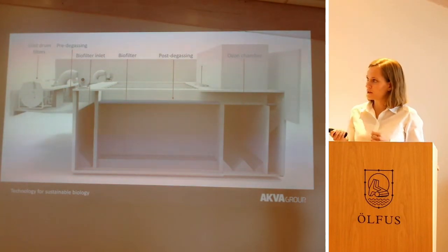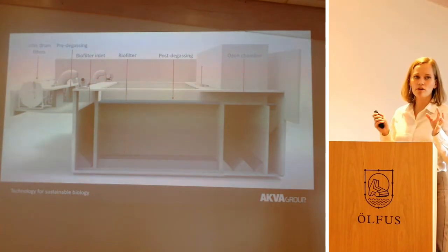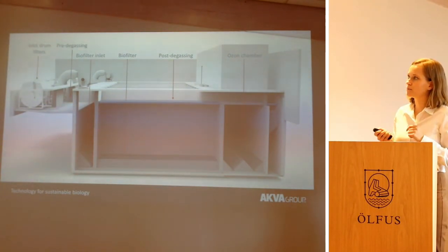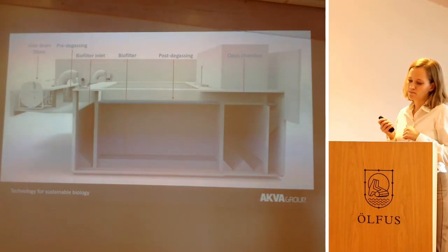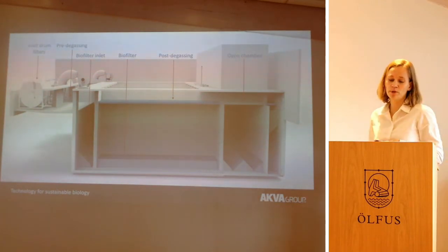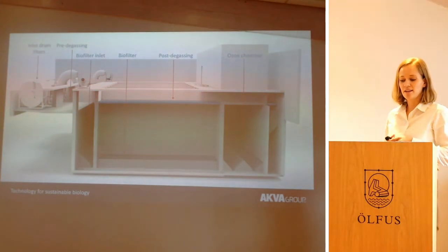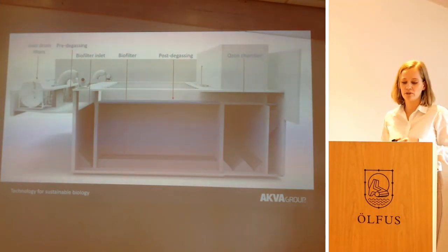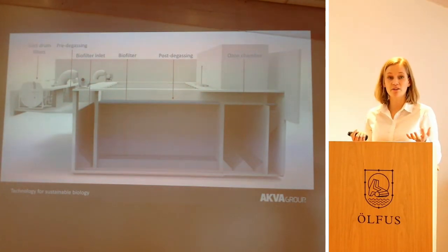Here you see the system in a simple section view. All the components are not on this deck. It's just to give you an idea. We still have the mechanical filters. Then we added a pre-degassing before the biofilters to help remove the CO2, but also for better saturation of the lime to adjust the pH level in the water before it goes into the biofilter. This makes the biofilter much more efficient.